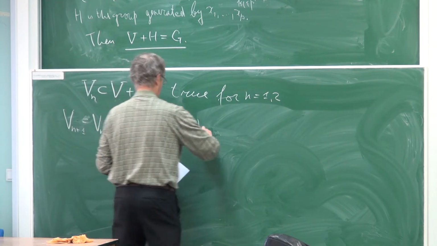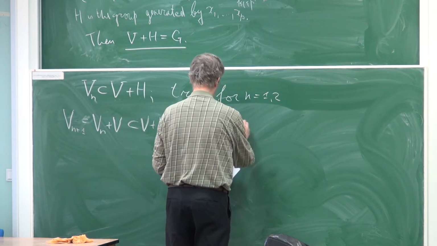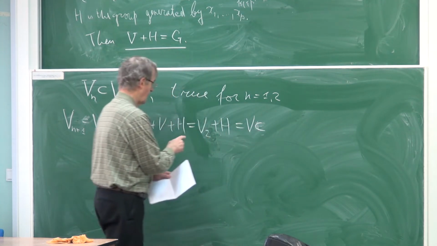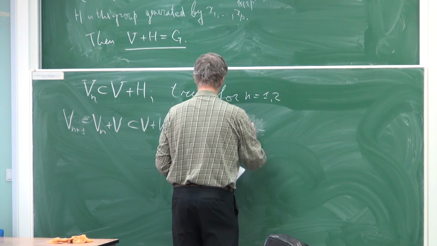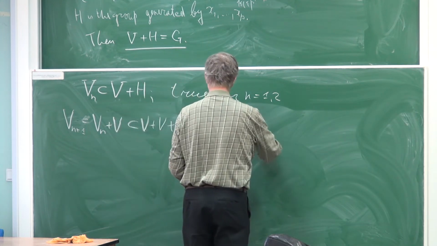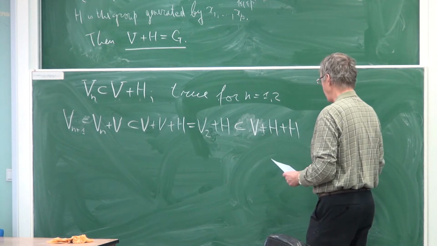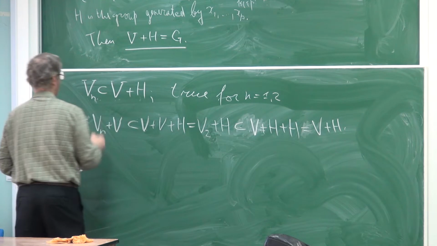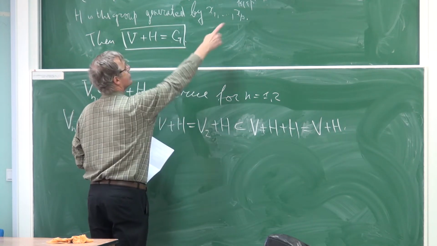And this is V2 plus H, and V2 is included in V plus H, so this is included in V plus H plus H, but H plus H is again H because H is a subgroup, so this is again included in V plus H. So this inclusion is true for all n, and hence we have this relation because the union of all Vn is equal to G.